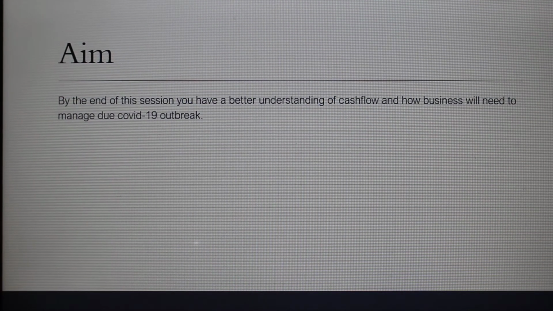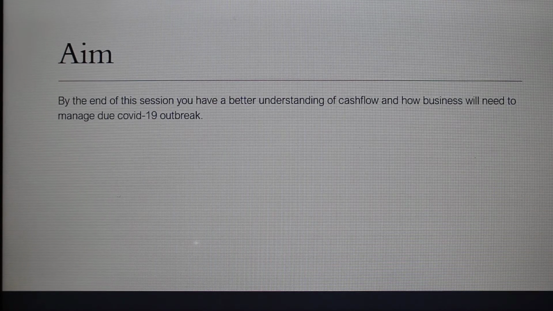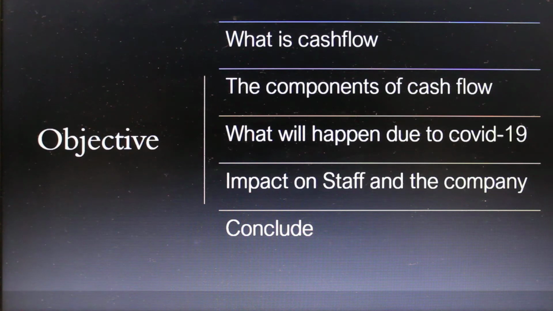So by the end of this session, you'll have a better understanding of cash flow and how businesses will need to manage due to the COVID-19 outbreak. So our objectives are: what is cash flow? The components of cash flow, what will happen due to COVID-19, the impact on staff and the company, and then we'll conclude.